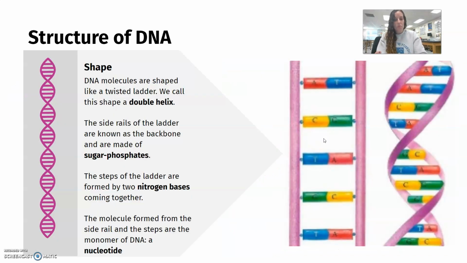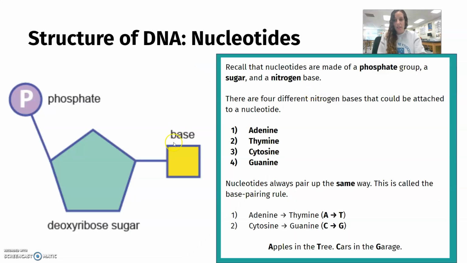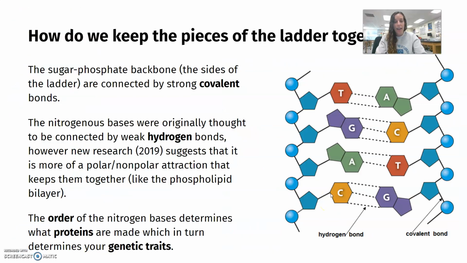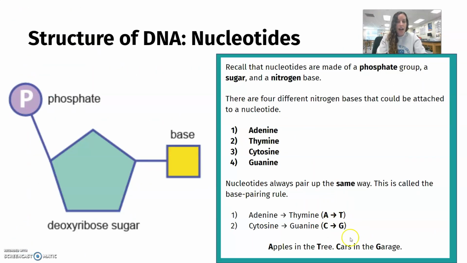Now, nucleotides, remember back here, they pair up, right? So we have to have 2 nucleotides to make a full step. This is that nitrogen base, that's this part right here. That's the half of the step. We have to have another half match up with this. The way that we do that is through the base pairing rule. Nucleotides always and forever pair up the same way. Adenine pairs with thymine, and cytosine pairs with guanine. One easy way to remember this is apples in the tree, car in the garage, or ATCG. Those are really the only 2.